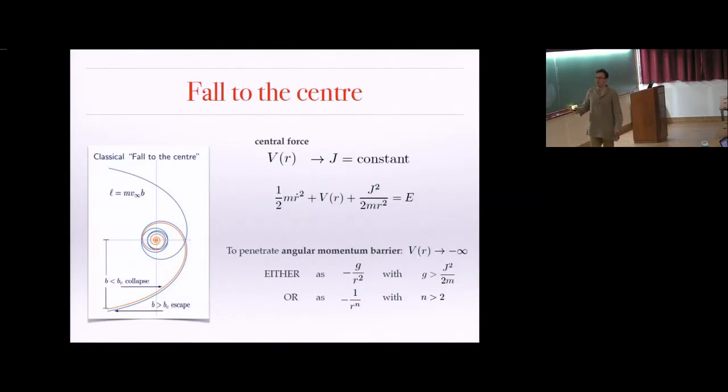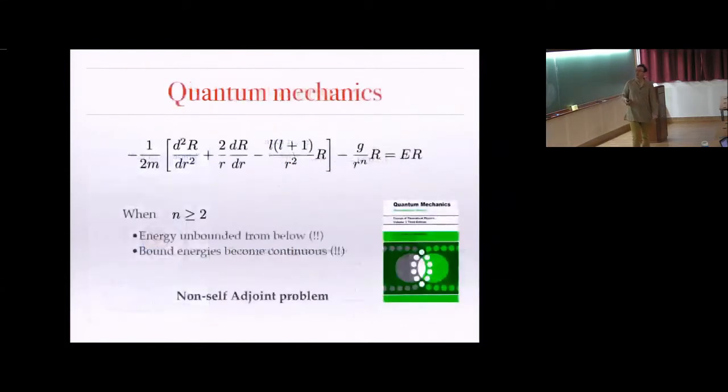So the idea is that we have a critical impact parameter, and if we're just less than it, we're going to collapse to the center. If not, then we won't. Okay, and in quantum mechanics, this is a well-studied problem.